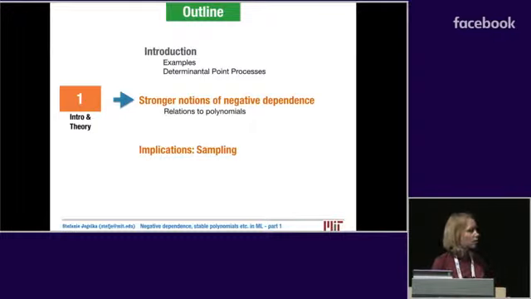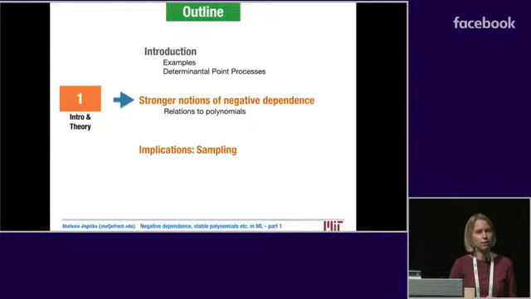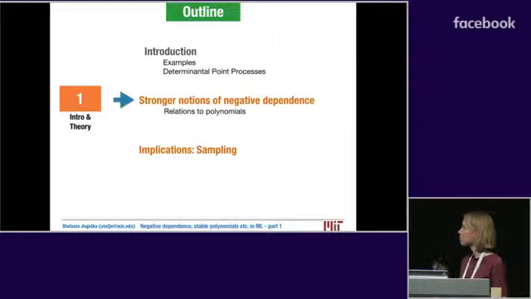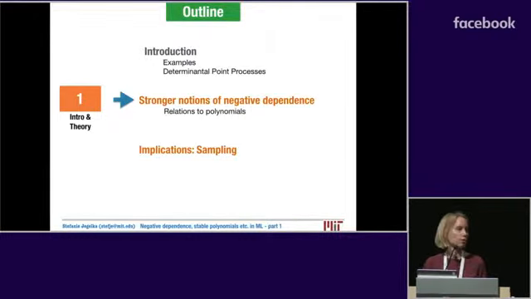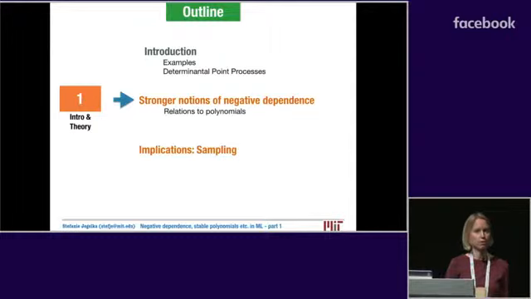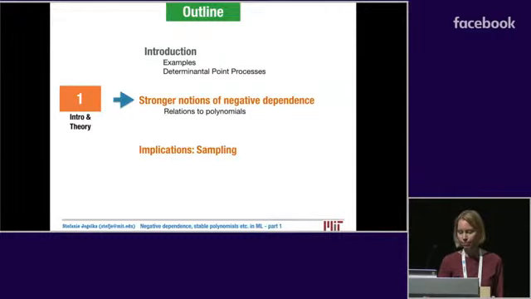Let's instead look a little bit more into the theory, and look at how we could more carefully define negative dependence, and why we would actually want to do that. And that's how we will come across the relation of distributions and polynomials.